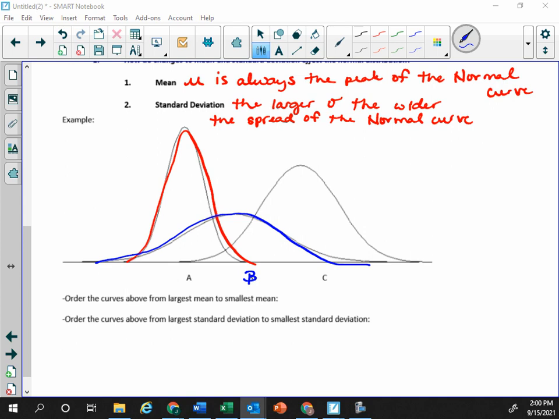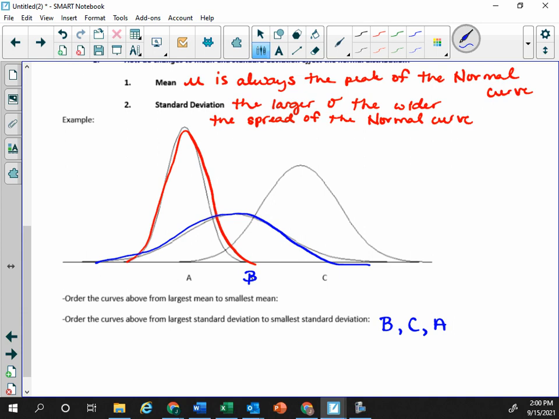All right, guys, let's see what our consensus is. Put your phones away. Thank you. I think the second one is easier to answer than the first one. So the second one, standard deviation. What do you think? Largest standard deviation to smallest? B, C, A, yes. That's easy to see. It's just how spread out it is.